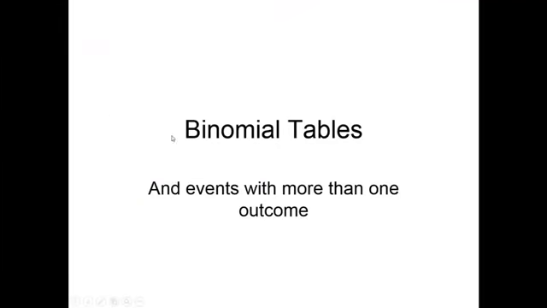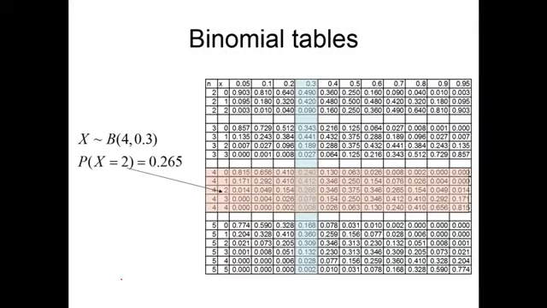Today we're going to talk about binomial tables, and we're going to show how to do a lot of work very quickly when we have events that have more than one outcome. So let's start today looking at the tables. The assumption here: we have X, a binomial random variable with 4 trials and a probability of 0.3 of success, and we want to calculate the probability that X is equal to 2.